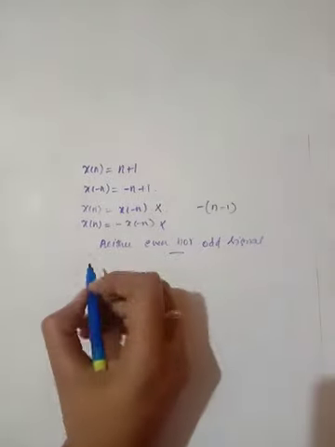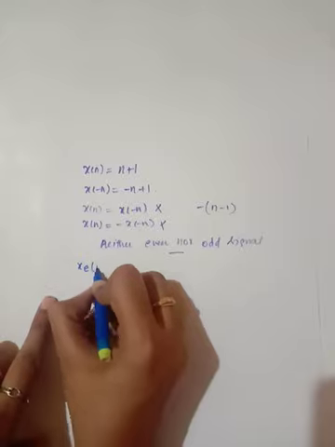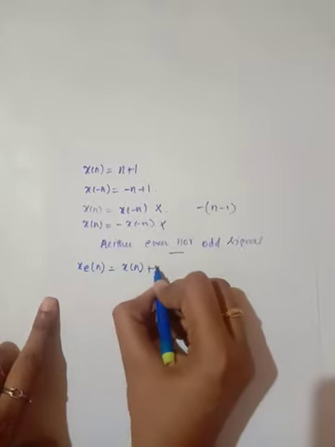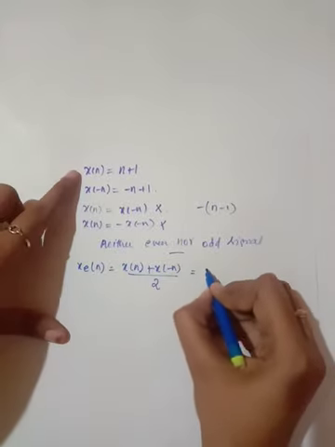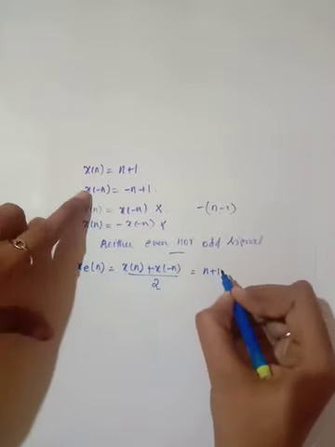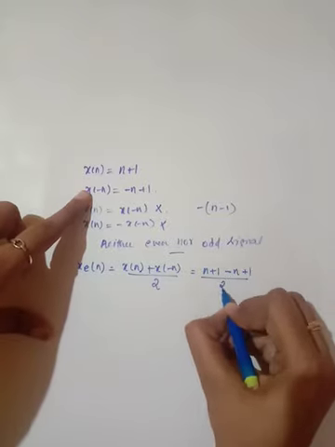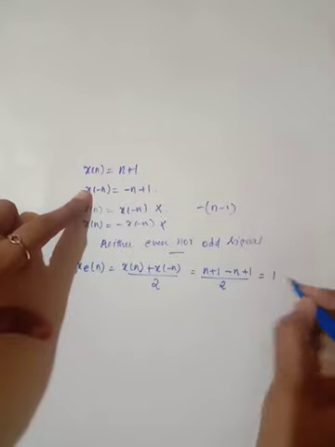So next one is, here we need to find out the even part. So xe of n is equal to, what is the formula? x of n plus x of minus n divided by 2. What is x of n? x of n is n plus 1. x of minus n is minus n plus 1, divided by 2. Okay, now it will get cancelled. You will get 2 by 2. So it is equal to 1.